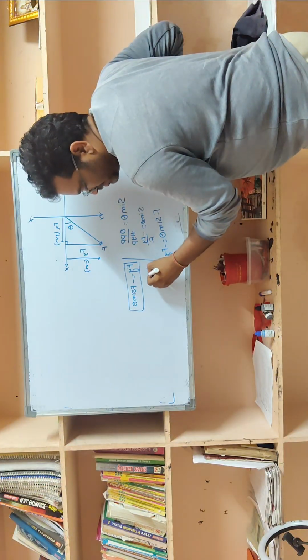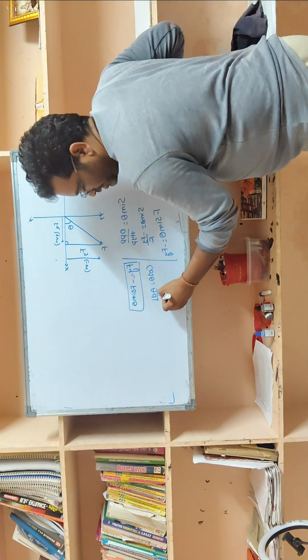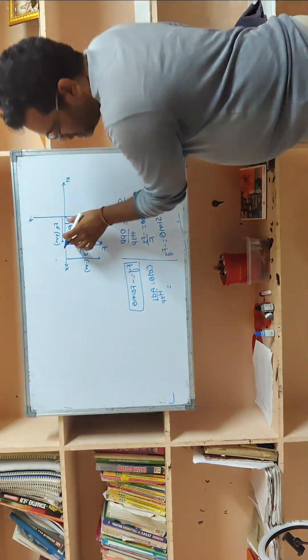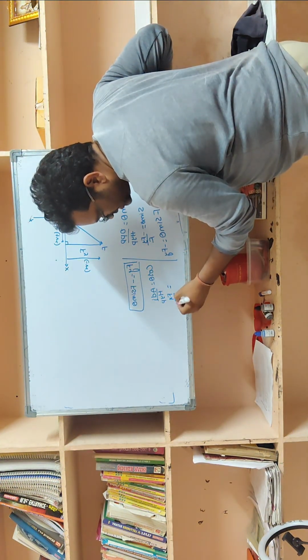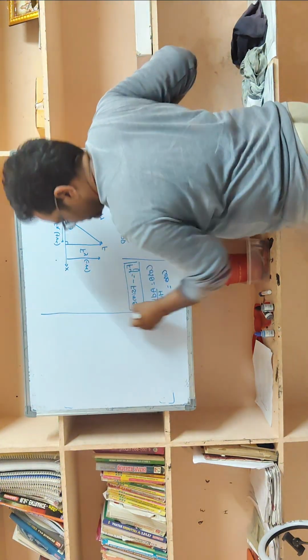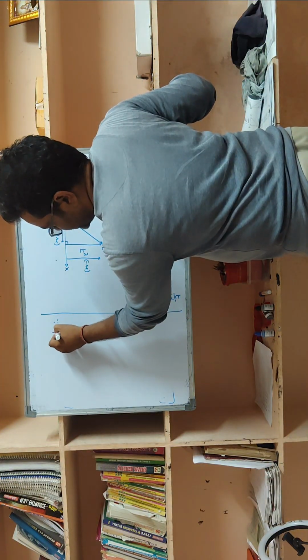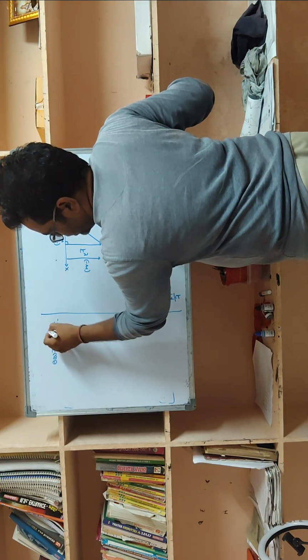Now cos theta is equal to adjacent by hypotenuse. Here the adjacent force is Fx, which is positive, and the hypotenuse is F. Therefore we can write Fx is equal to F cos theta.